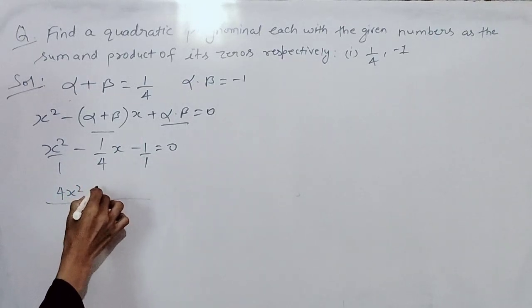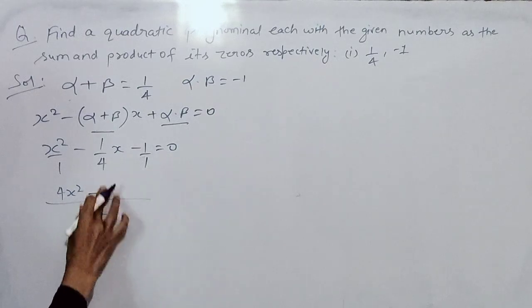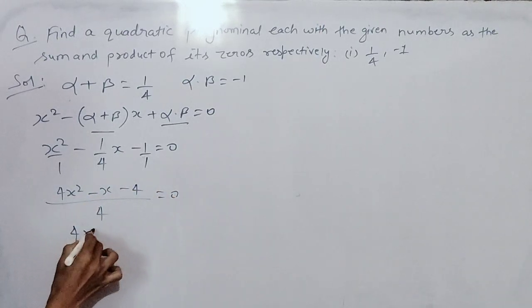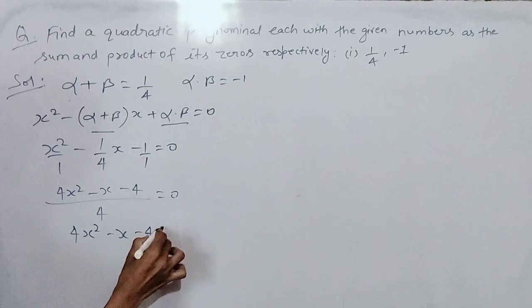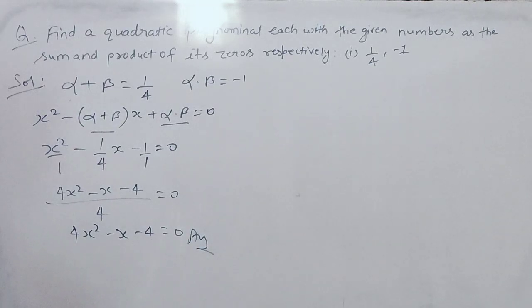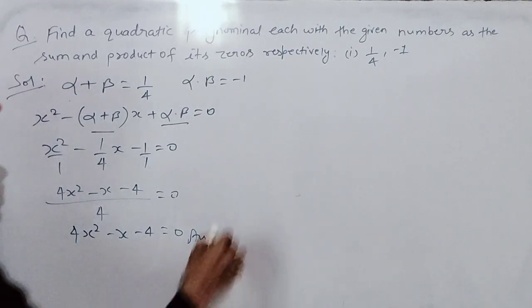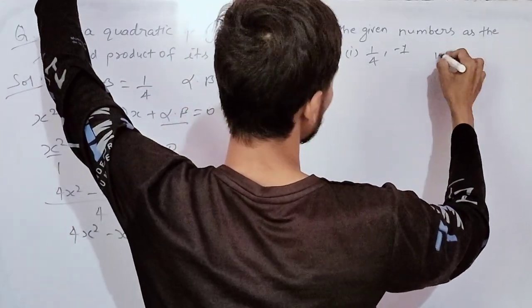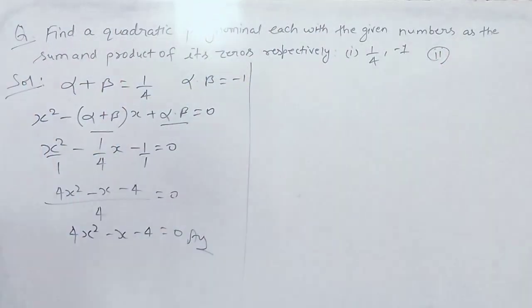Multiplying by 4: 4x square minus x minus 4 is equal to 0. This is the quadratic polynomial whose zeros are 1 upon 4 and minus 1. Okay, next question.